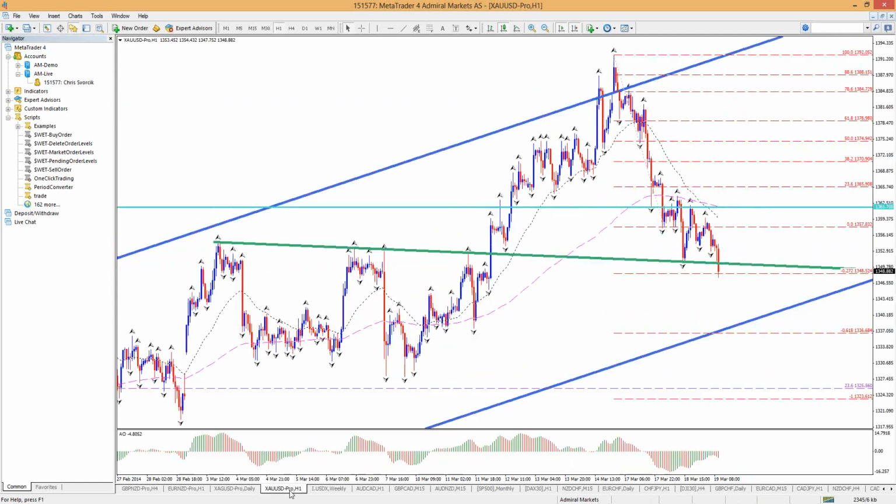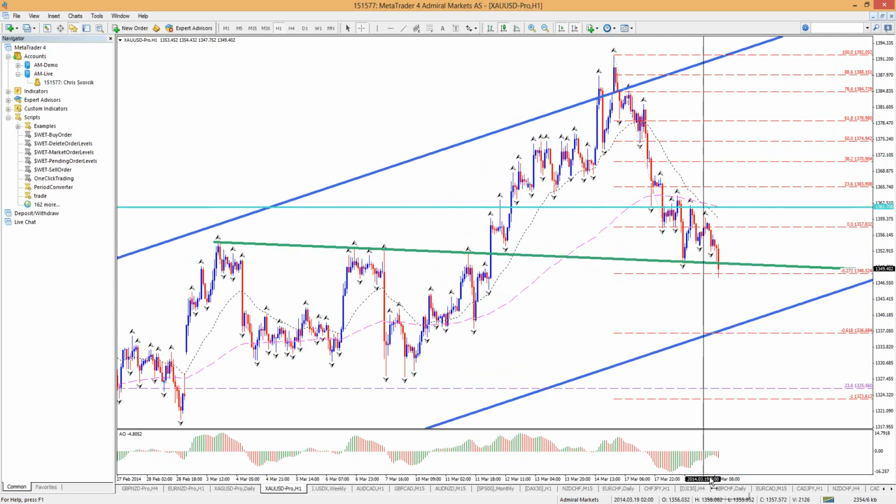So let's take a look at XAUSD. In the meantime, if you have any questions, let me know. Looks like we got a bigger move down here. It did hit our trend line and bounce off of the trend line.